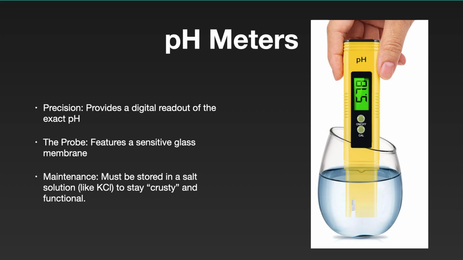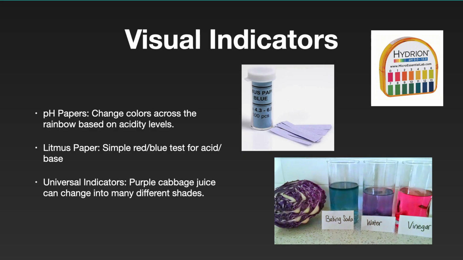the membrane working correctly. If you don't need a digital reading, you can use indicator papers. These change color depending on the pH. Litmus is the most famous, but universal papers can show a whole rainbow of shades. A fun at-home version is purple cabbage juice. If you boil red cabbage, that deep purple liquid acts as a universal indicator, changing color the moment you add a drop of something acidic or basic.